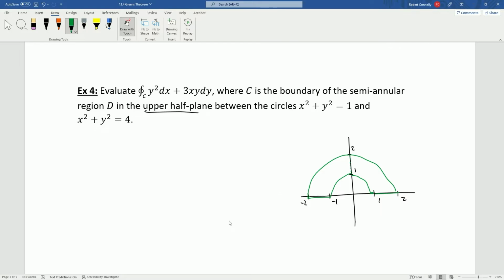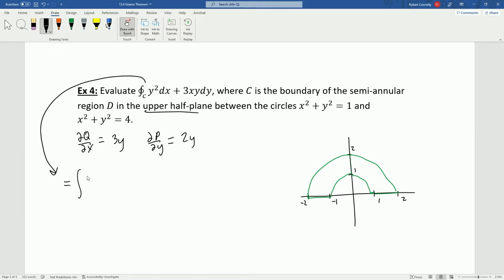On the other hand, we can apply Green's theorem, and let's take a look at first dq dx. It's going to give us 3y, and dp dy, it's going to give us 2y. And so our integral can be written as the double integral over D of 3y minus 2y dA.